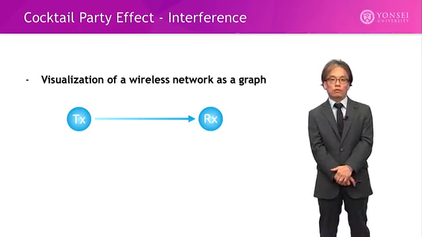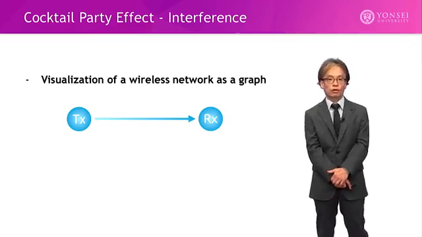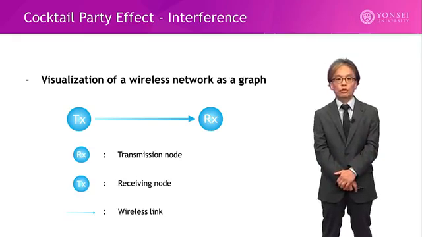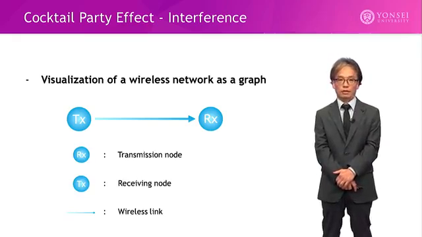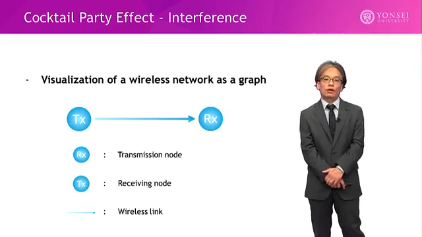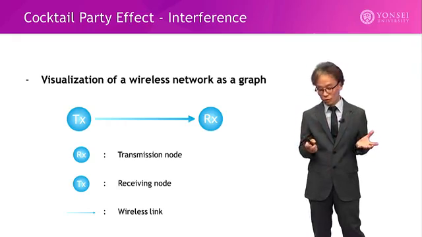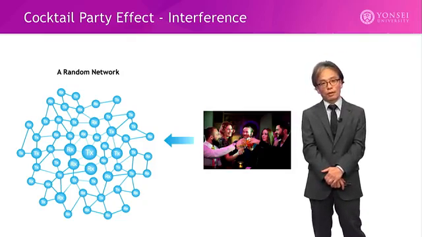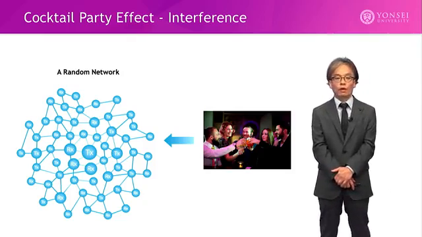And the arrow, the directed arrow, means the wireless link, which is the wireless channel, which should be based on a radio frequency spectrum. So in the cocktail party room, you have transmitting node and receiving node and link, which is wireless link. So we can visualize cocktail party room utilizing such a graph. For example, if you go to the next slide, perhaps you see such a random graph. In the random graph, you see a connection of each node by wireless link.